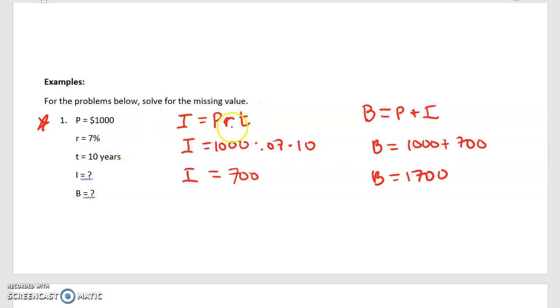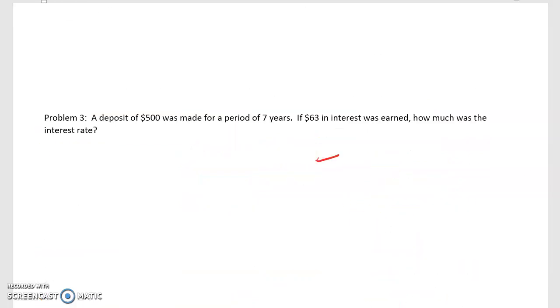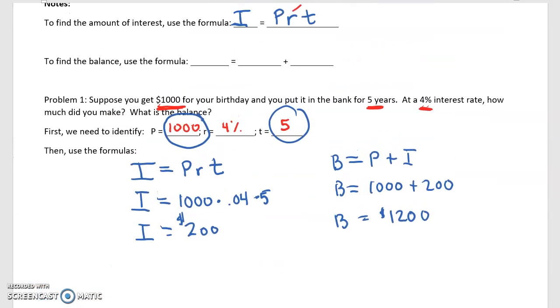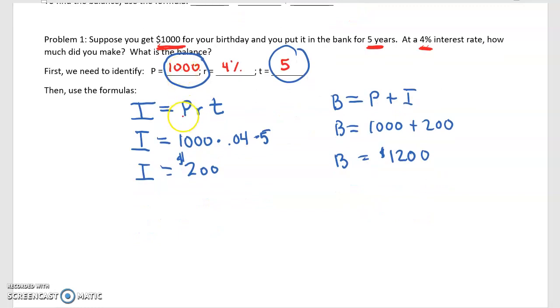So you want to use your formula, I equals PRT, substitute in 1,000, 0.07, and 10. Your interest would be $700, and then the total balance would be $1,700. I just want to compare this with our first problem with a similar principal. Okay, so the principal was the same.